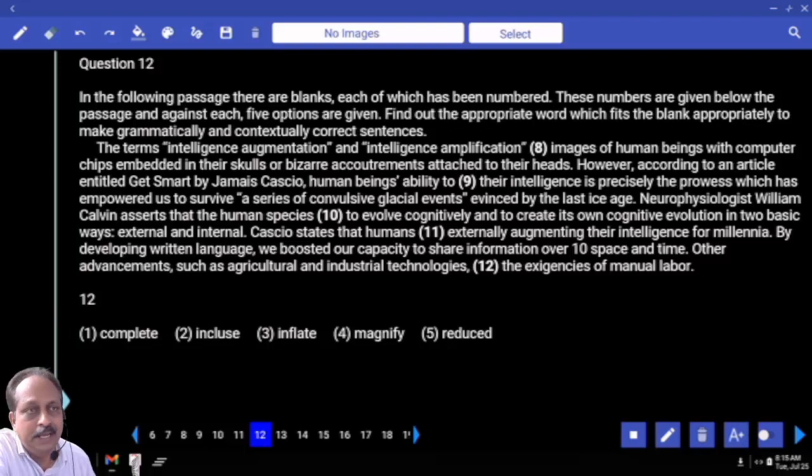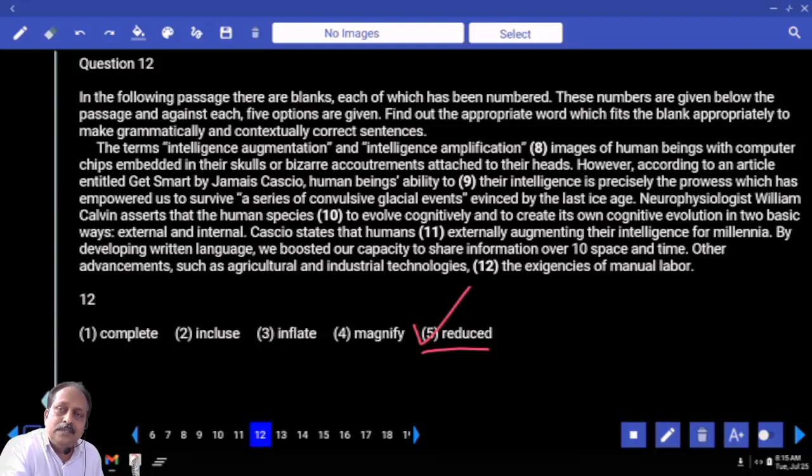Exigencies of manual labor. Context says because of technology, manual labor increased or decreased. Sheer common sense. In the past, housewives would spend hours together to grind something. Today, how much time does it take? All that they have to do is press the button. We have the gadgets. So context talks about reduce. Based on that, what is the answer? Reduce the exigencies of manual labor. I hope you guys got it.